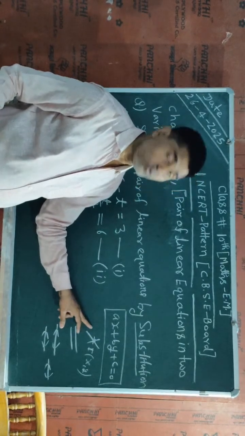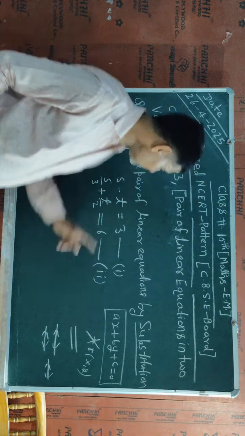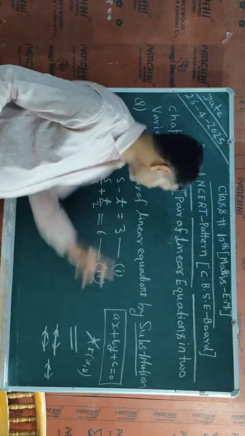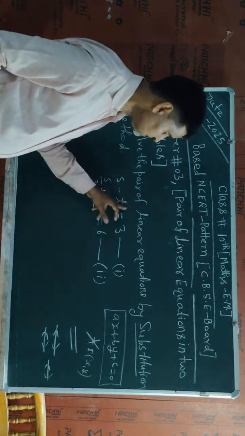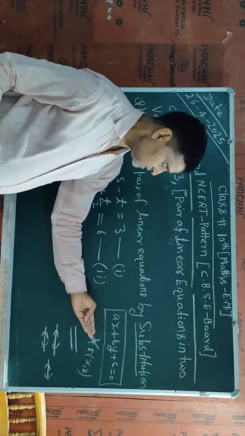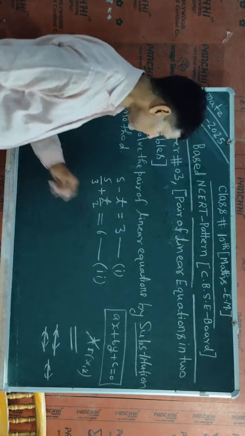So I am going to verify again, and after verifying we will get the values of s and t. Here, in the place of x, s is written, and in the place of y, t is written. Okay, student. Now I am going to take the condition of this information, of this data.